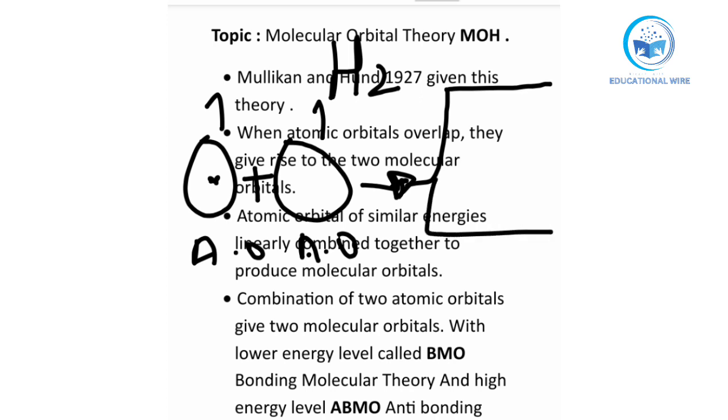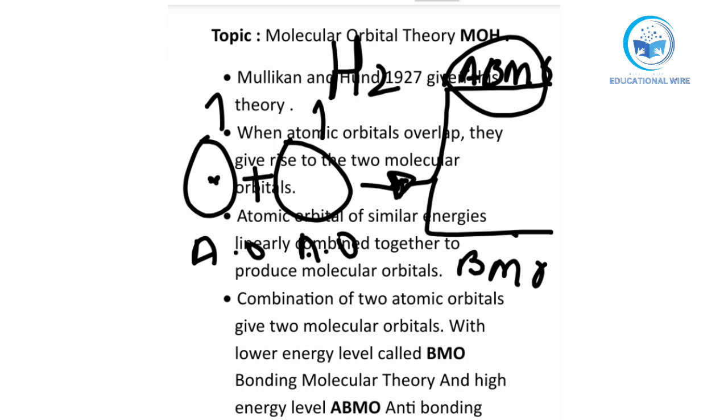One is called BMO, that is bonding molecular orbital. The other is ABMO, that is anti-bonding molecular orbital. Talking about the anti-bonding molecular orbital, this is called destructive overlapping, and this is called constructive overlapping.